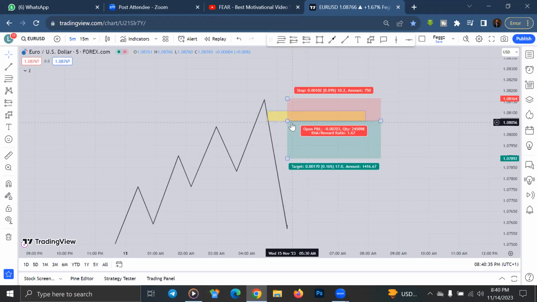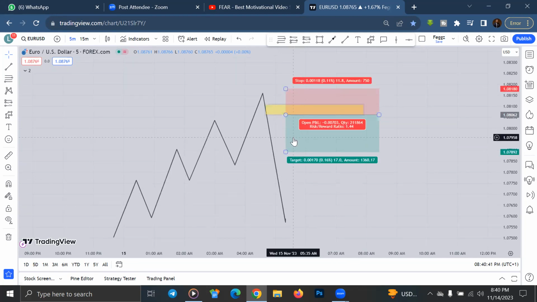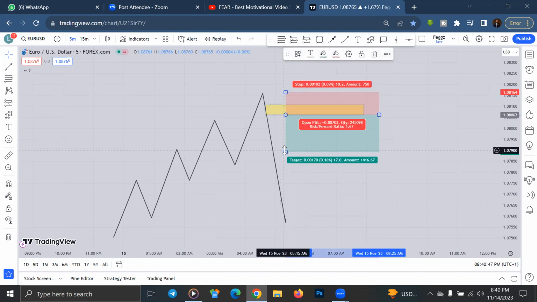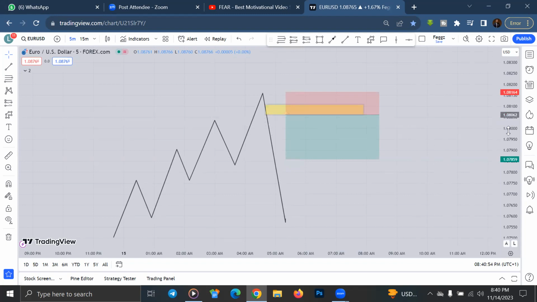So now, this is the entry. Please, guys, please follow me. It will change the game for you. Let's say I put my stop loss here. Did you notice something? If you look to your right, where I'm throwing my cursor, do you see these numbers?